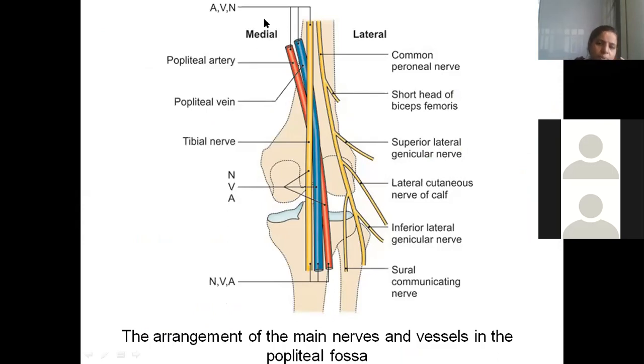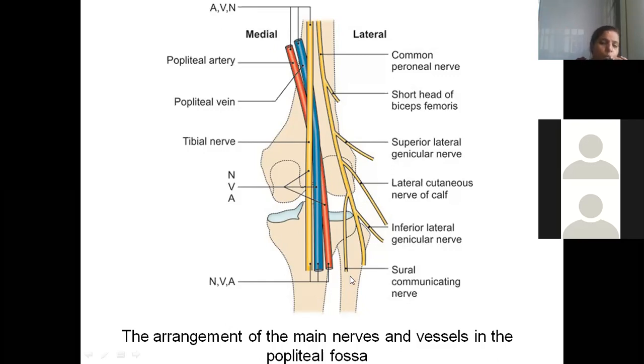So, if you observe this picture, this is the lower end of the femur and this is the upper end of the tibia and fibula. If you see the course of the artery, initially the artery is medial, but when you come down, the artery's position has become lateral, isn't it? Initially, medial to lateral, we have artery, vein and nerve, the tibial nerve. In the middle of the popliteal fossa, lying one above the other, above is the tibial nerve, in between we have the popliteal vein, and deeper we have the popliteal artery.